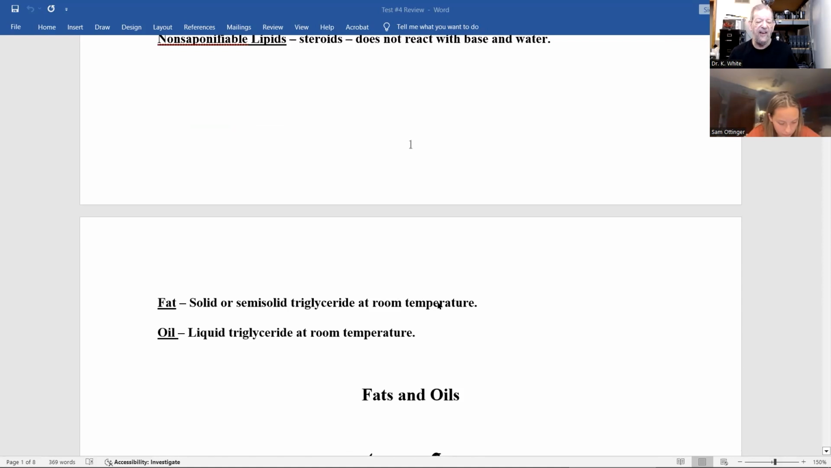Now, we're talking about fats and oils, and this is an industry Dr. White worked in for a number of years. And a fat is a solid or semi-solid triglyceride at room temperature. And you should know that. And an oil is a liquid triglyceride at room temperature. If you've ever seen bacon fat that solidifies in a pan after you cook bacon, it becomes a solid. And if you've ever seen olive oil or vegetable oil at room temperature, it's a liquid.